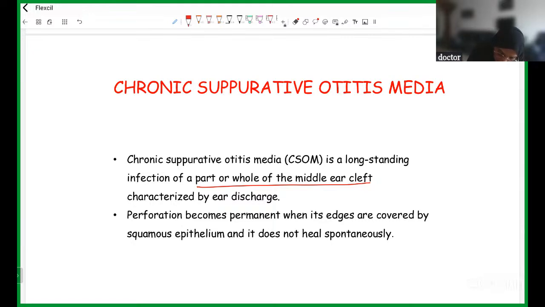I have mentioned here that the perforation becomes permanent when its edges are covered by squamous epithelium. Now, a permanent perforation can be similar to an epithelium-lined fistulous tract, so it can resemble a fistula also. So the main symptoms of chronic suppurative otitis media are an infection of the middle ear cleft leading to ear discharge and permanent perforation of the tympanic membrane.